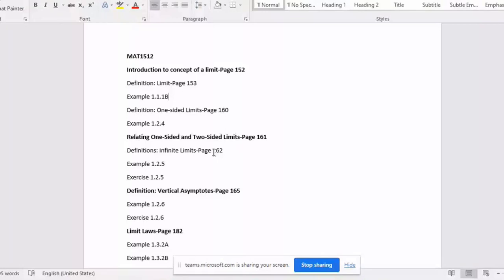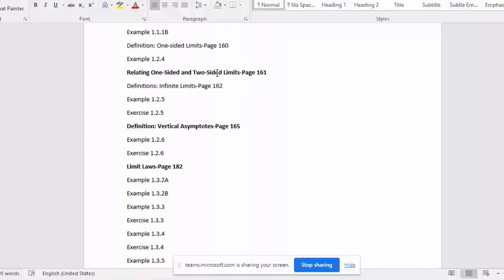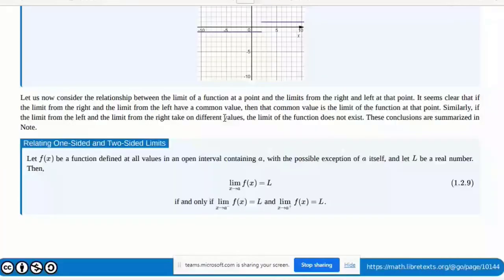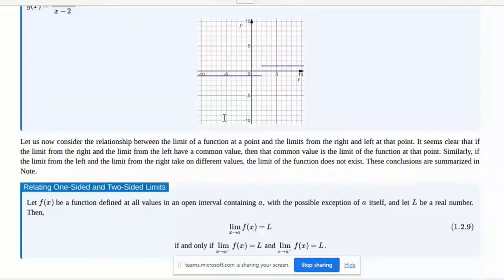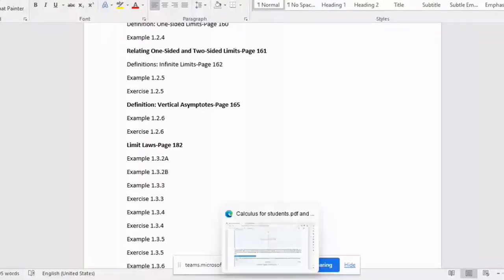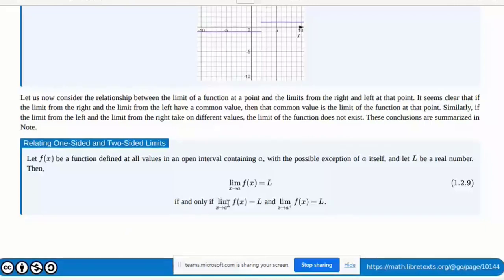Let's go to page 161. We're now going to look at two-sided limits, the definition. One-sided and two-sided limits on page. Oh, this is what we are looking for. It's just a relation between one-sided and two-sided limits.